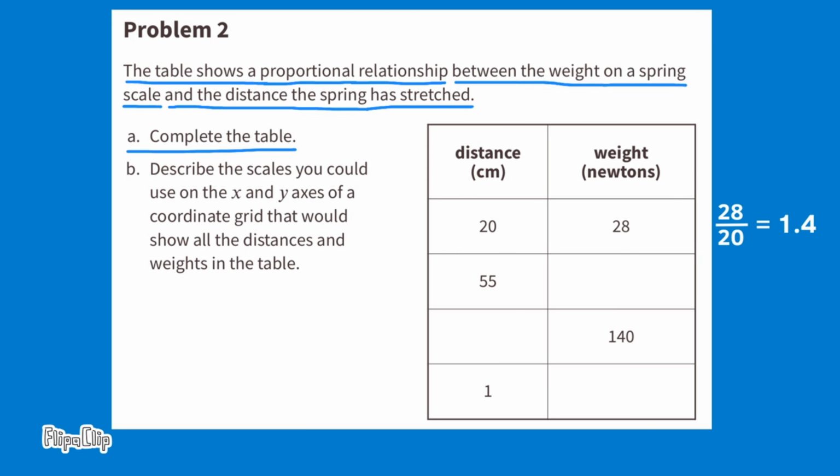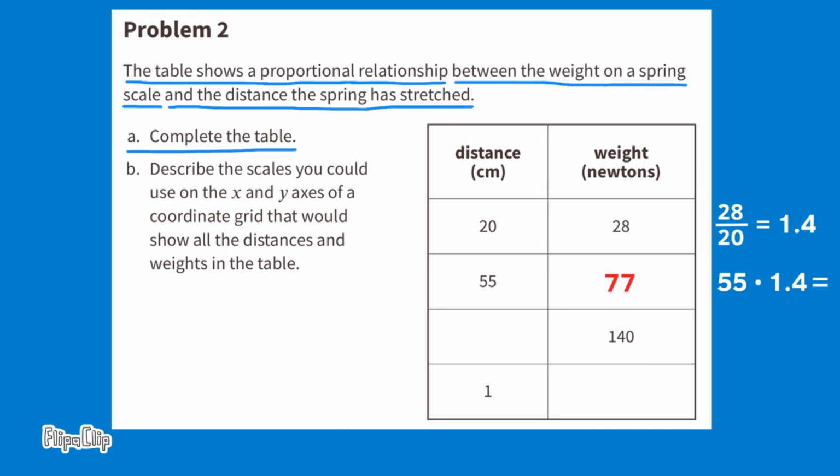28 divided by 20 equals 1 4/10. The proportional relationship is 1 4/10, which means 28 is 1 4/10 times larger than 20, or 20 is 1 4/10 smaller than 28. That means that in the next proportion, 55 is 1 4/10 smaller than the unknown weight. 55 times 1 4/10 equals 77. So we know that the unknown weight is 77.